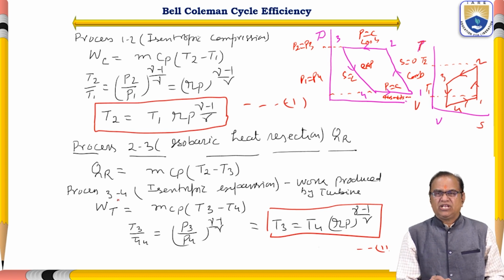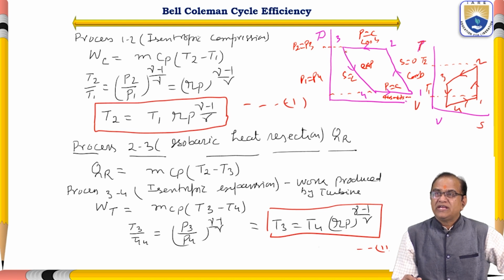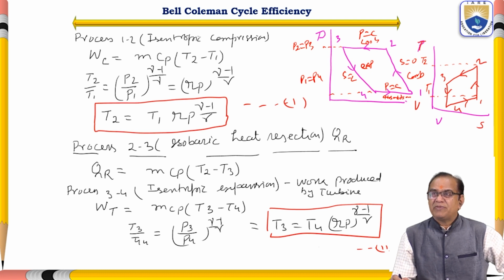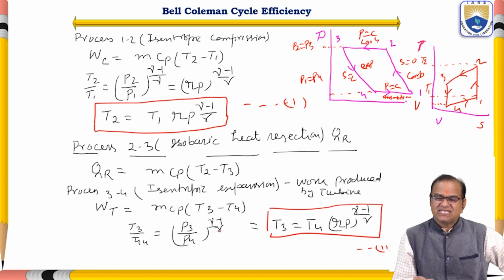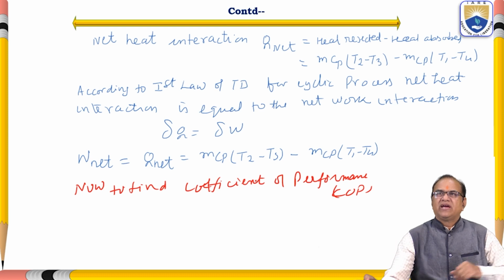Now if you take the process 3-4, that is the isentropic expansion process. So work is produced by the turbine. So here from 3 to 4, expansion is taking place, volume is increased, pressure is decreased and temperature is also decreased. And this reduction in temperature is very high. So here we can see that T3 by T4 is equal to (P3 by P4) to the power (gamma minus 1) by gamma. So T3 is equal to T4 Rp to the power (gamma minus 1) by gamma. So here we got equation 1, equation 2 and now we will go for the next.